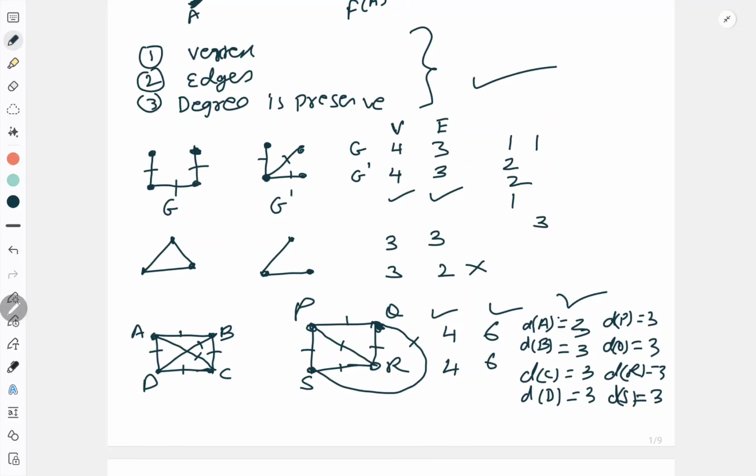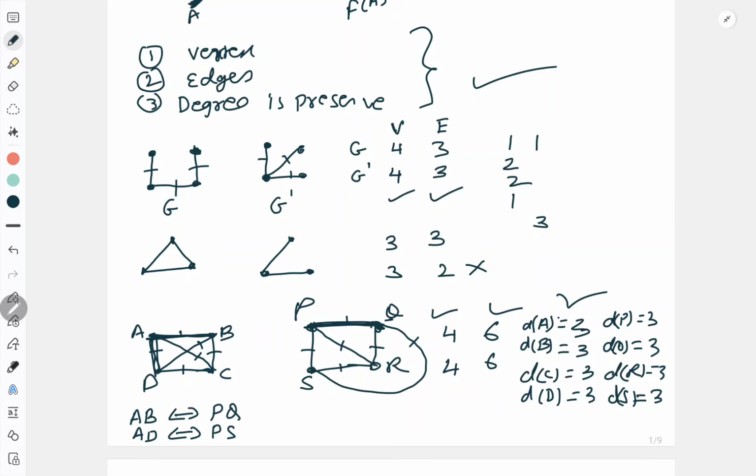But I need to see whether the adjacency is preserved or not. Meaning if AB is an edge in G, I should have the corresponding edge PQ over there. So if I say that the image of AB is PQ, right? So AB is PQ. Here see, degree of A and B is 3 and 3. P and Q is also 3 and 3. Then A is attached to B, A is attached to D. Here P is attached to Q, P is attached to S. So AD is mapped to PS.